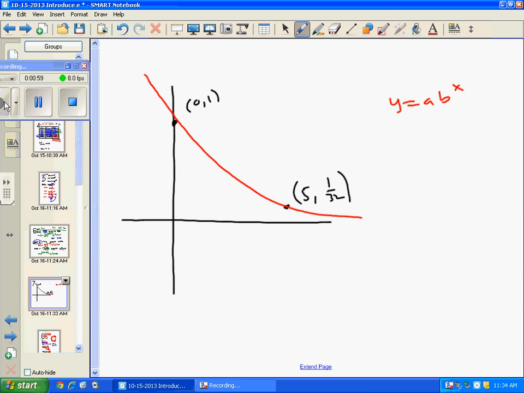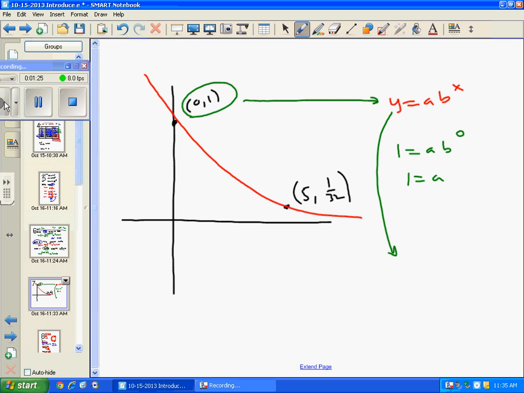All right. So I will tell you, in a problem like this, if you're given the y-intercept, you should be really happy. And here's why. Watch what happens when we plug that point into this equation. We get 1 equals a times b to the 0. And then b to the 0 is just 1. So we get 1 equals a. That means that we have at least one part of our equation already: y equals 1 times b to the x.